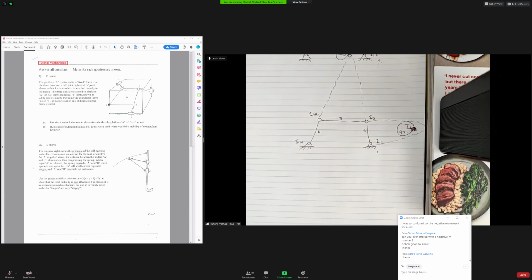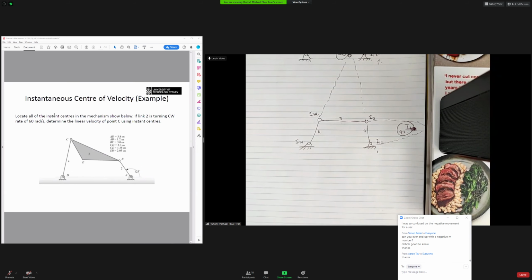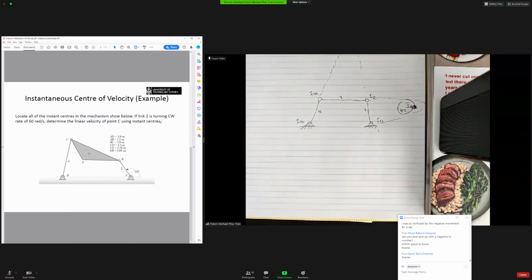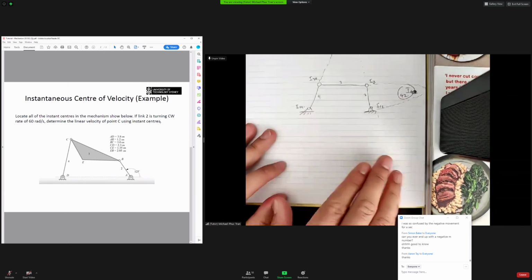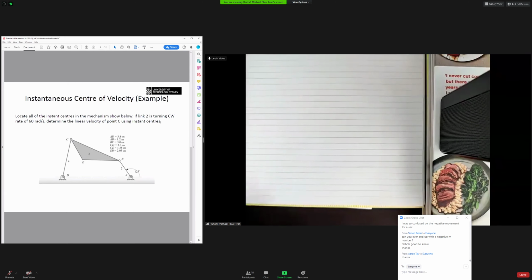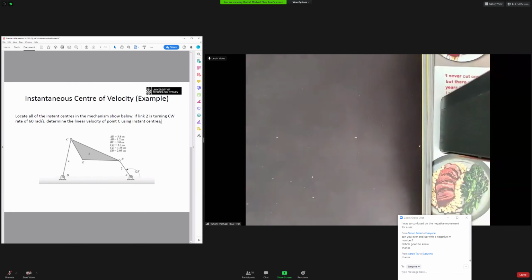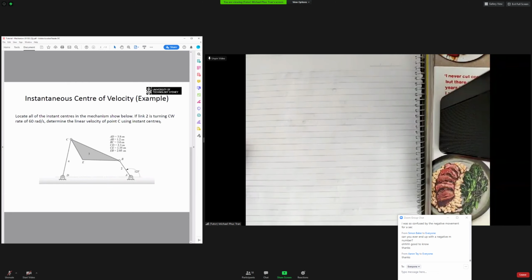So we use that to solve the next question. It says, locate the instant centers of the mechanism below. If link 2 is turning clockwise at 60 radians per second, determine the linear velocity of point C using instant centers. So no trig, just instant centers. And it's easier than it looks.